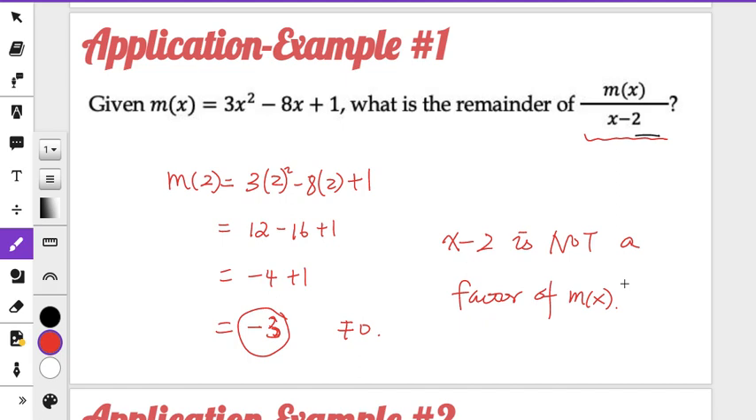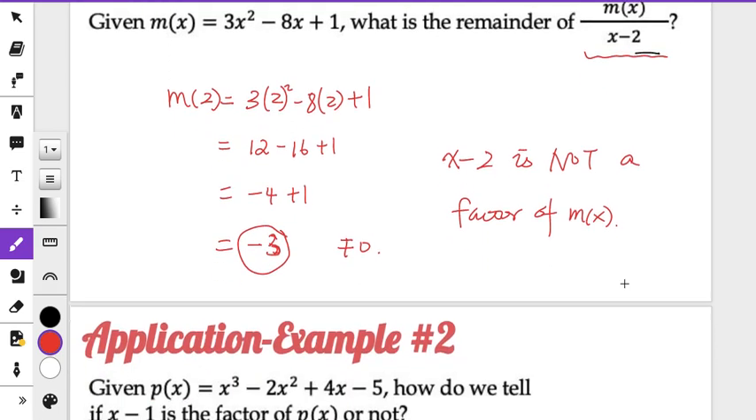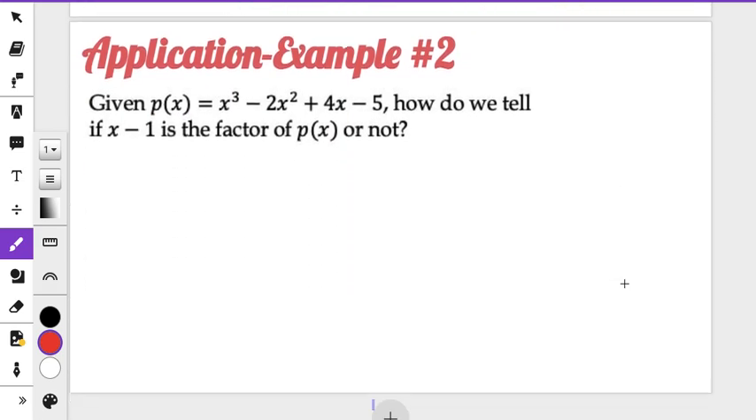Okay? So it seems not a very strict fact, but think about this. In the future, if we need to solve a much more complicated polynomial function, then this way can easily help us eliminate impossible solutions, so we make our work much easier. Okay, now let's check another question.